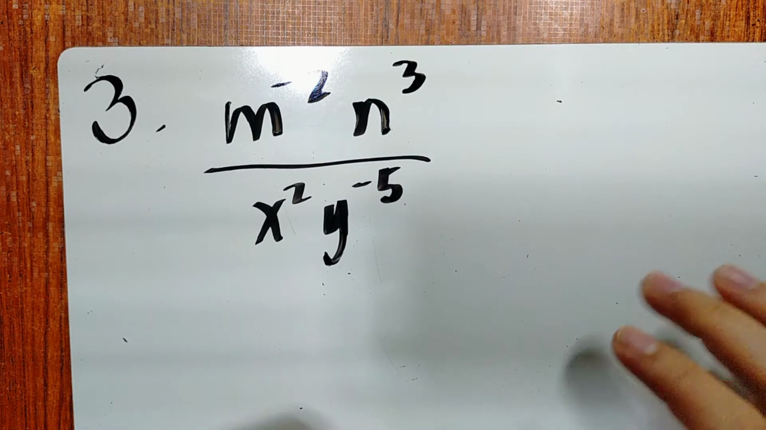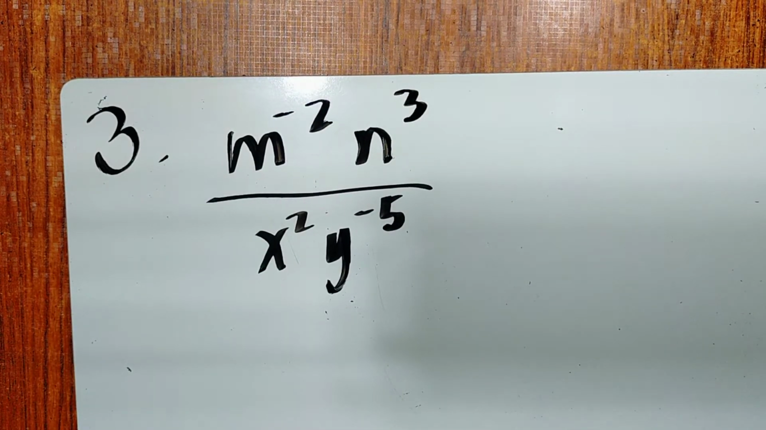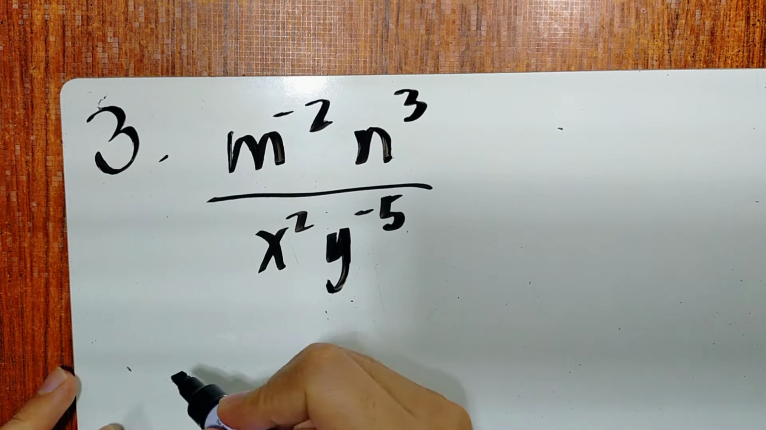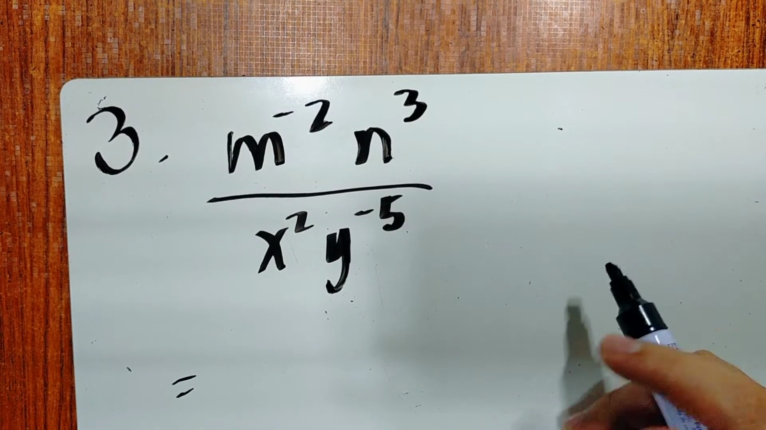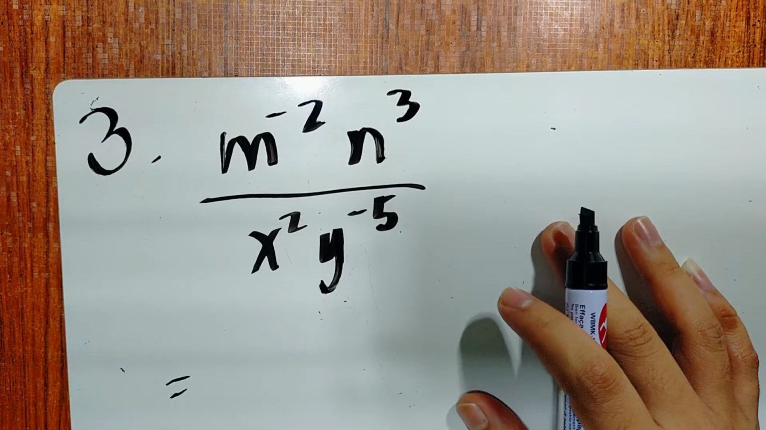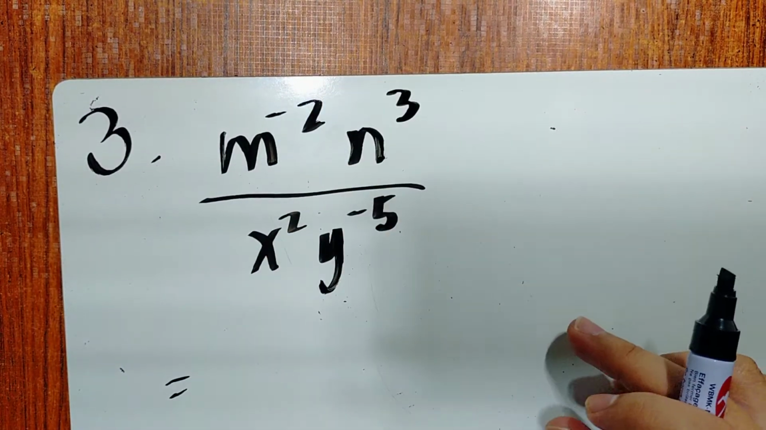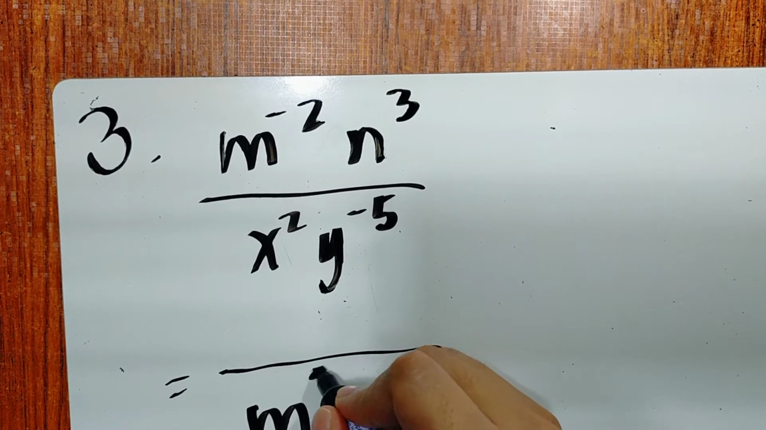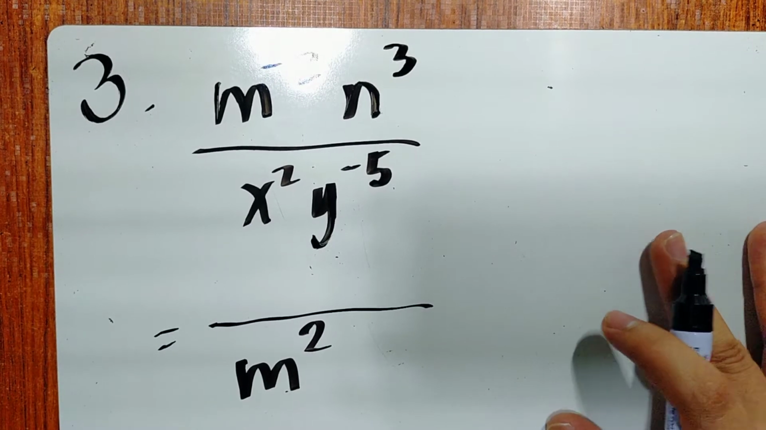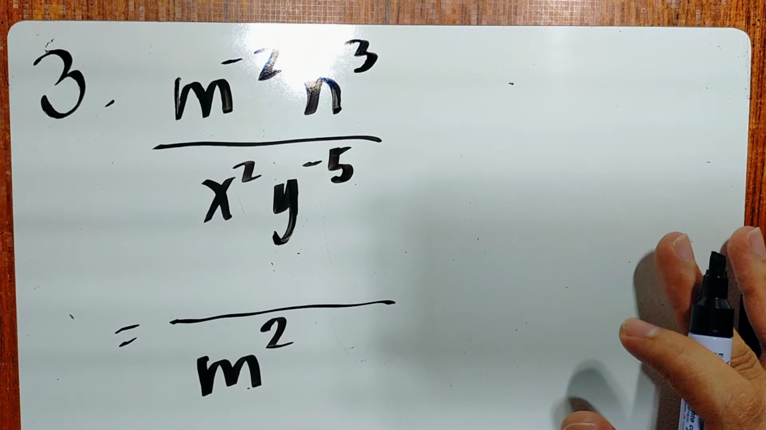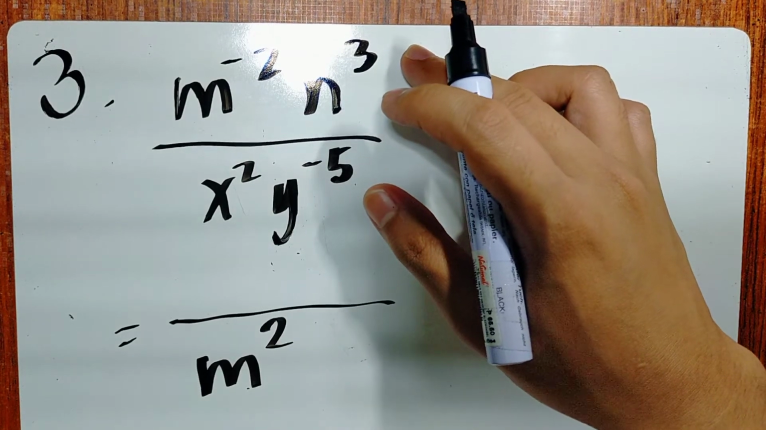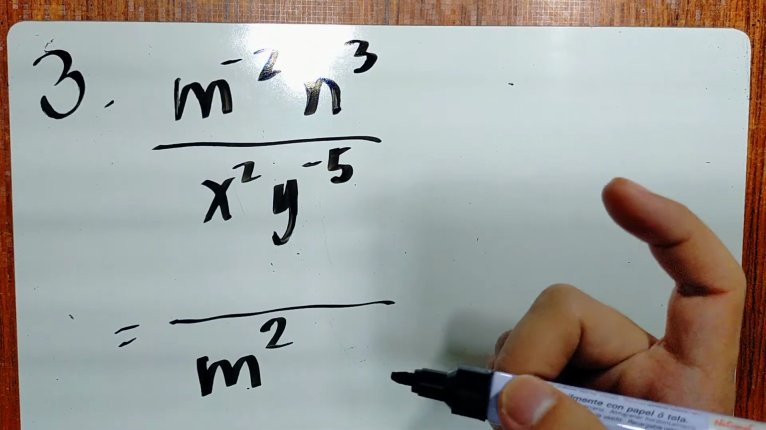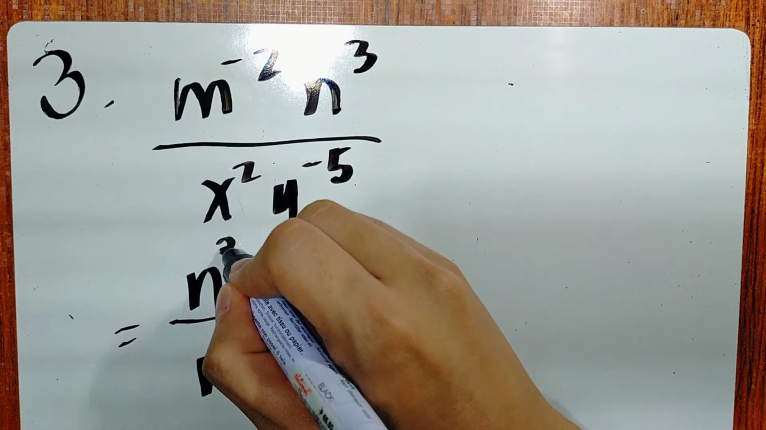Another example that we have here is m raised to negative 2 n cubed over x squared y raised to negative 5. So, as simple as, i-reciprocal natin yung mga given na may negative exponent. So, since m has a negative exponent, lagay mo agad dyan, m raised to positive 2. Okay? Kasi meron siyang negative na exponent. Yung n, may negative ba siya? Wala. So, anong gagawin? Mag-i-stay lang siya. Stay lang siya kung saan siya nakalagay.